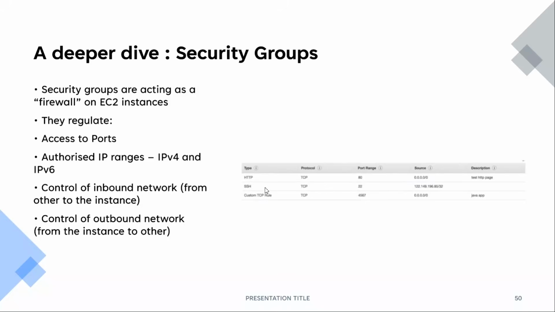You are allowing SSH access, which is also TCP protocol, and the port range is 22, and the source you have given is from a particular IP range. Okay, if you see over here, I have mentioned a CIDR block. You're going to learn what CIDR blocks are later on. Okay, so you can control the flow of traffic into your EC2 instance in simple words.